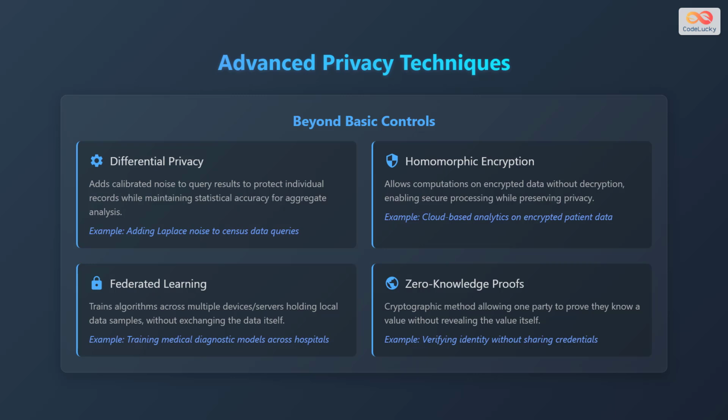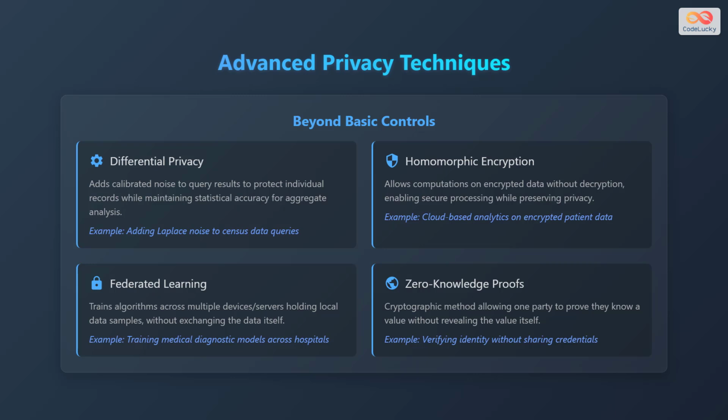Let's go beyond basic controls. Differential privacy adds calibrated noise to query results to protect individual records, while maintaining statistical accuracy for aggregate analysis. Homomorphic encryption allows computations on encrypted data without decryption, enabling secure processing while preserving privacy.